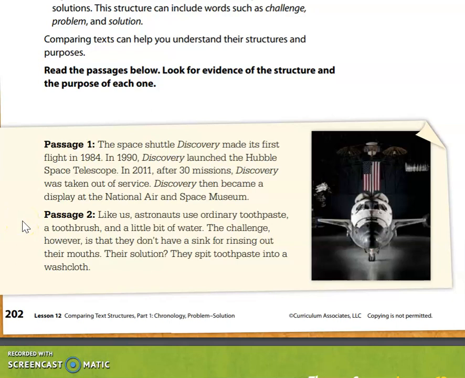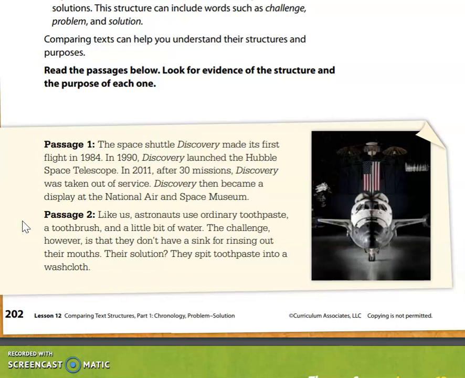Like us, astronauts use ordinary toothpaste, a toothbrush, and a little bit of water. The challenge, however, is that they don't have a sink for rinsing out their mouths. Their solution? They spit toothpaste into a washcloth. Again, ask yourself, are they giving me the events in order from the first to the last, or did they present me with a problem and then they gave me the solution to the problem?